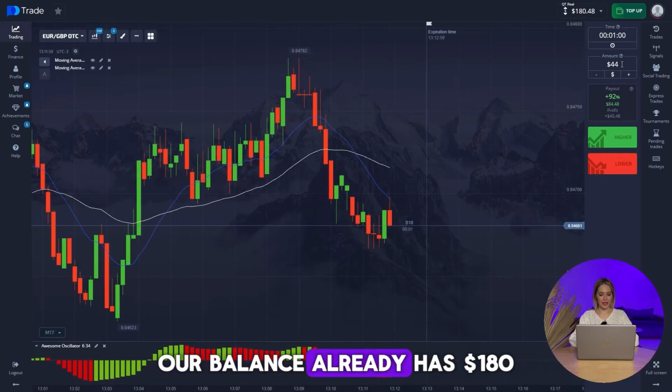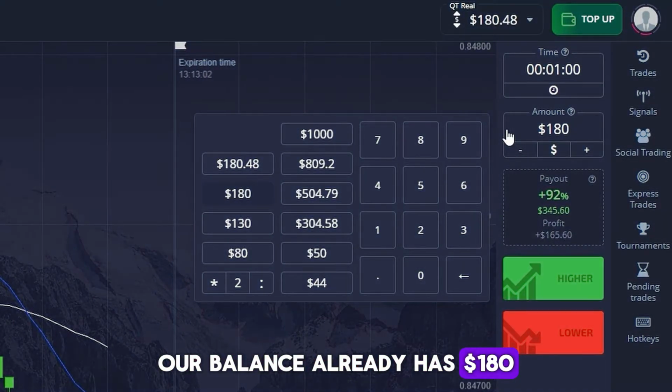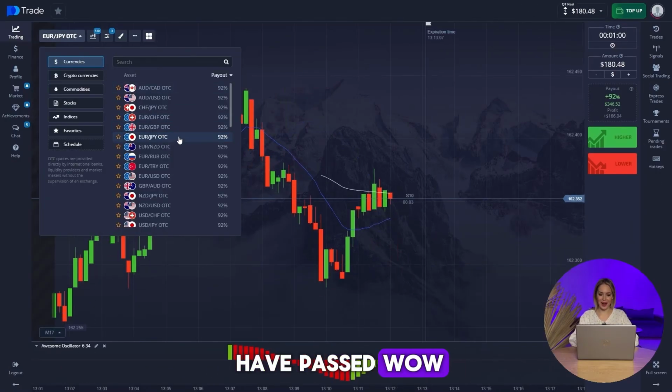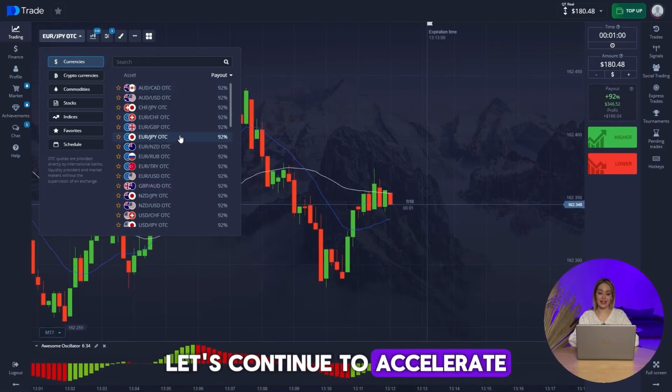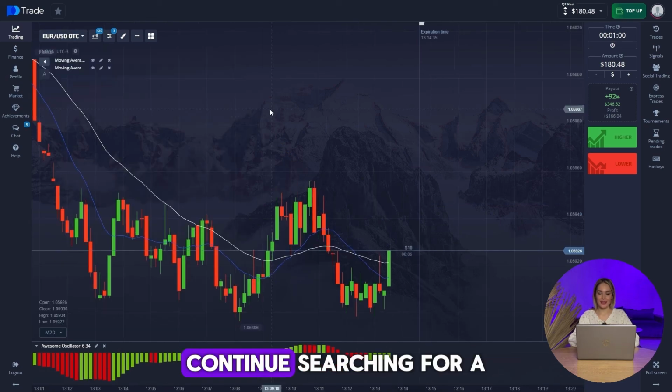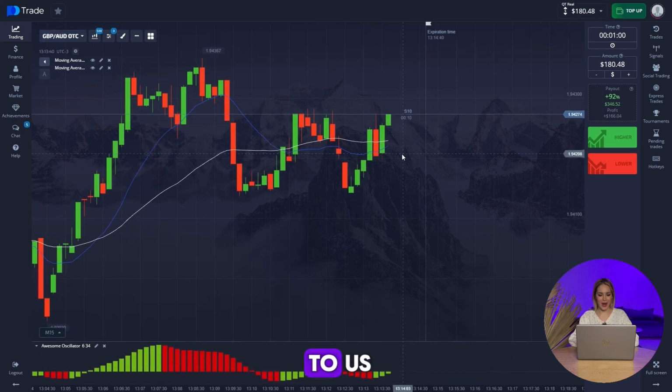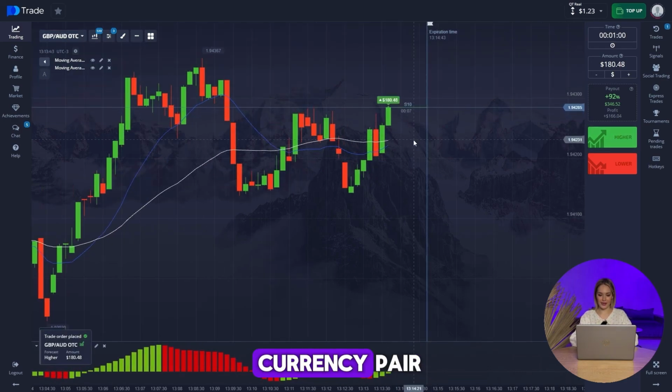Our balance already has $180. Not even 5 minutes have passed. Wow! Let's continue to accelerate our deposit. Continue searching for a currency pair that will be interesting to us. I found the right currency pair.